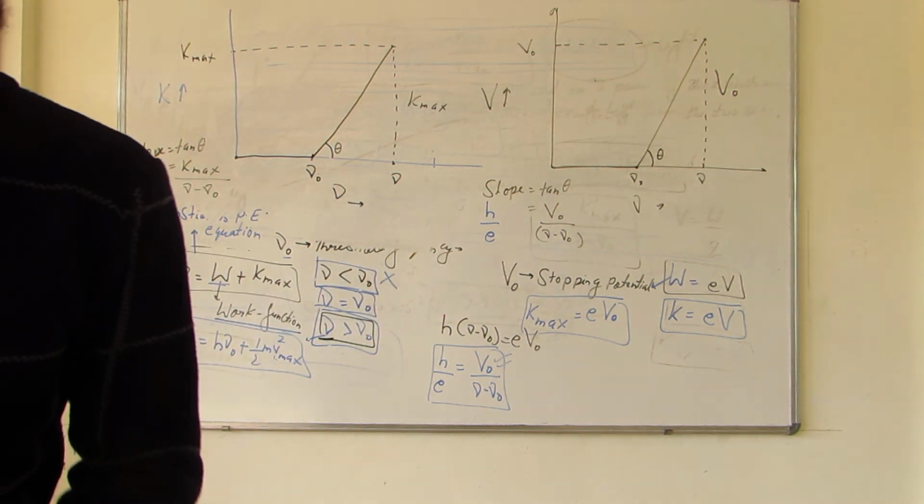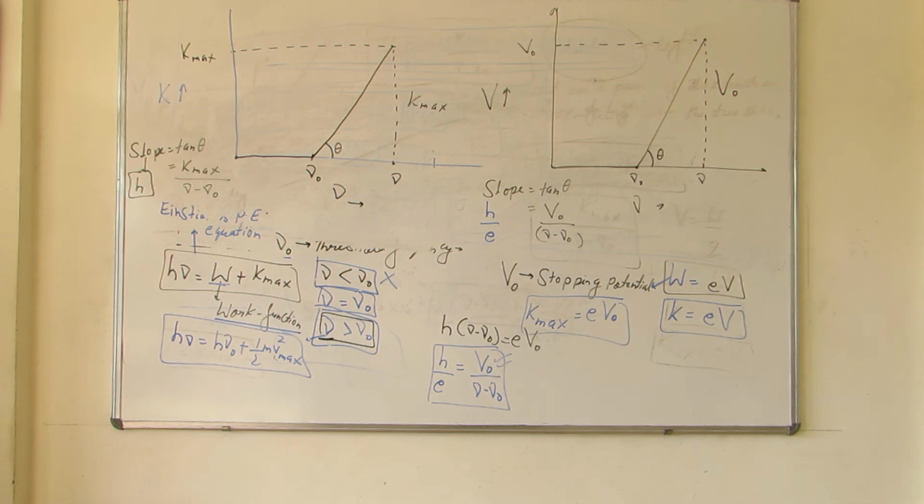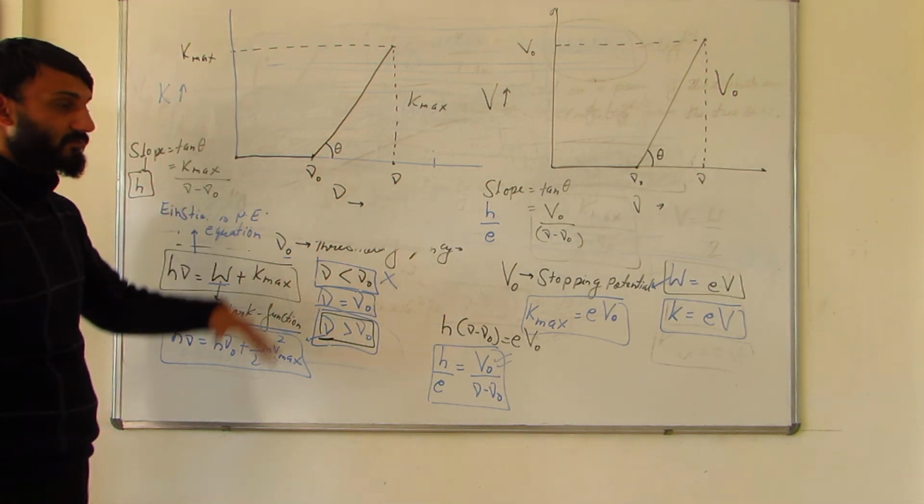Also we understood about threshold frequency, stopping potential, as well as work function. These are the important terms and these are the important formulas. These two graphs were important.